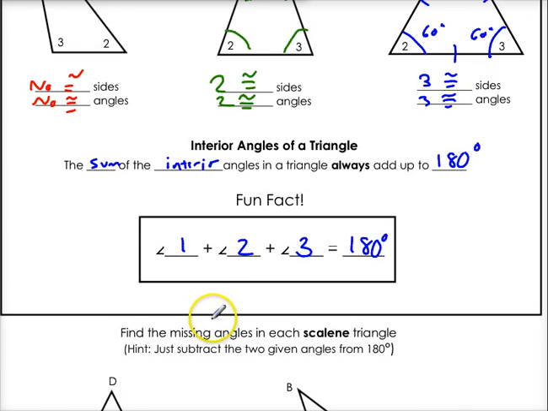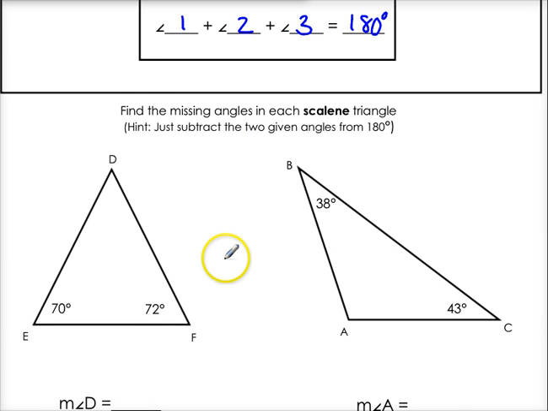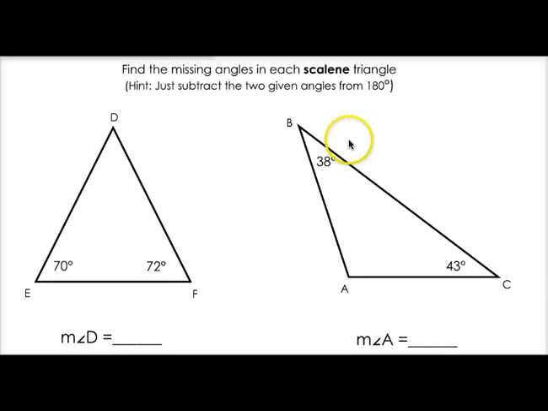Let's take a look at scalene triangles first. In these two examples, we're going to find the missing angle in each scalene triangle. Both of these are scalene, meaning all three angles are different. We're going to find the missing angle, and the way to do that is pretty straightforward.